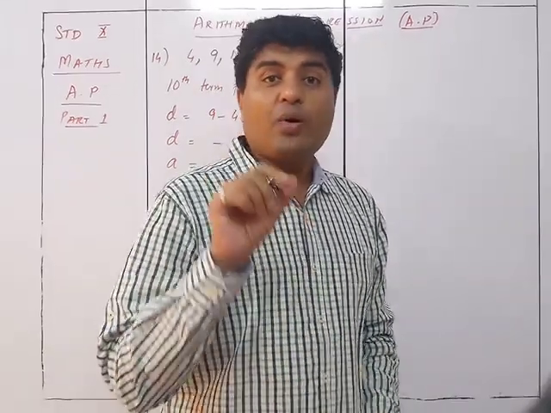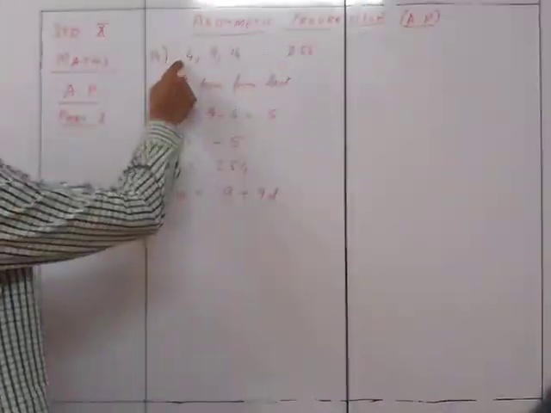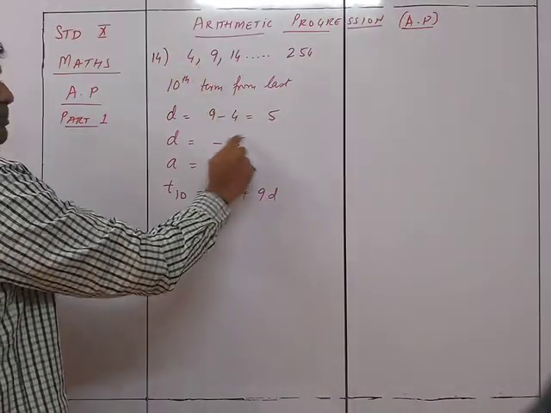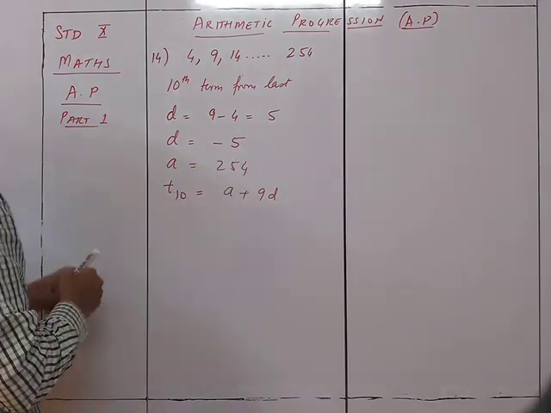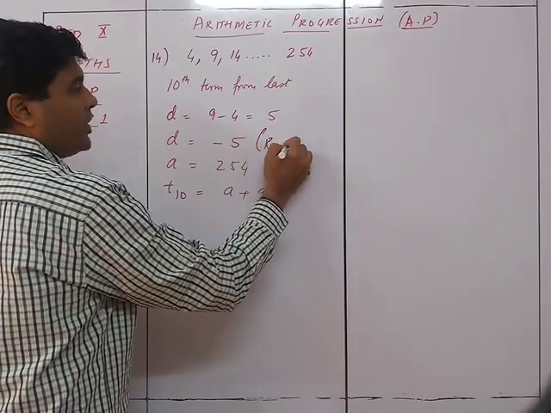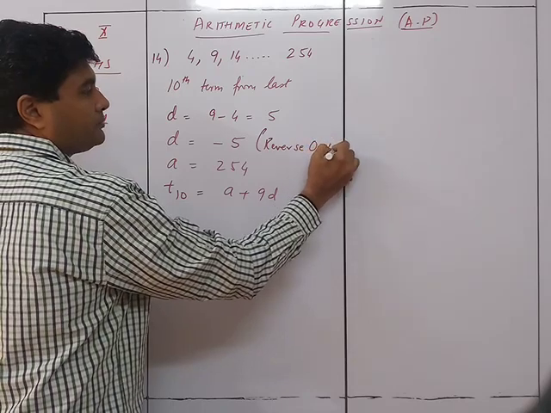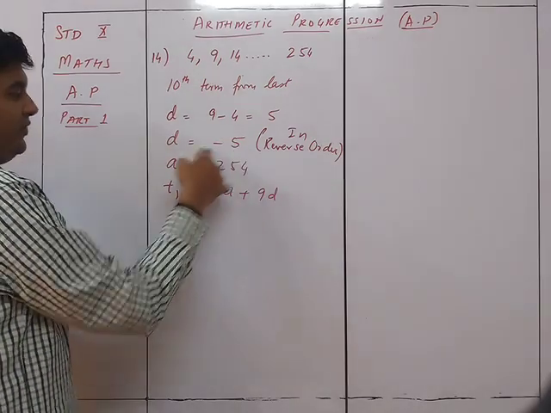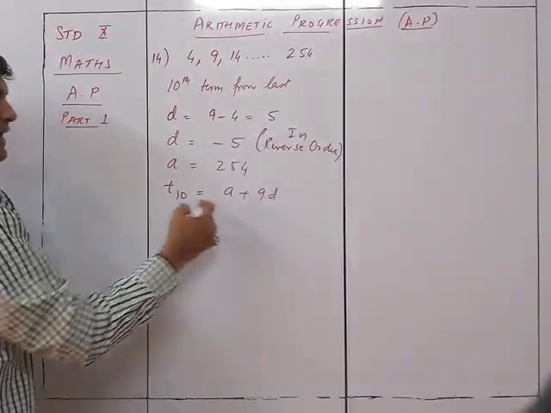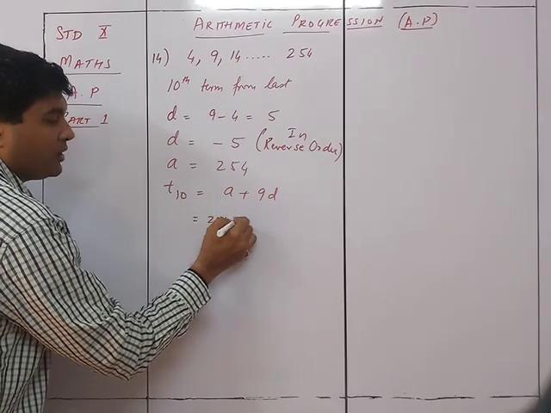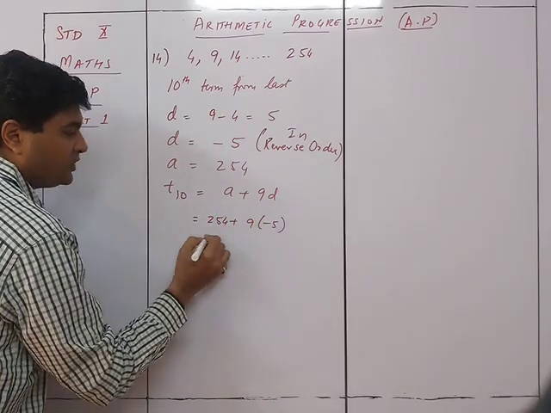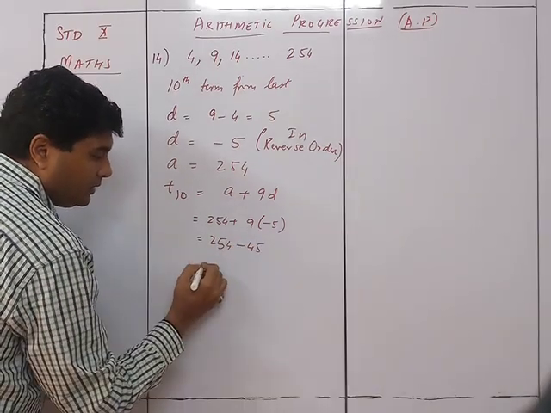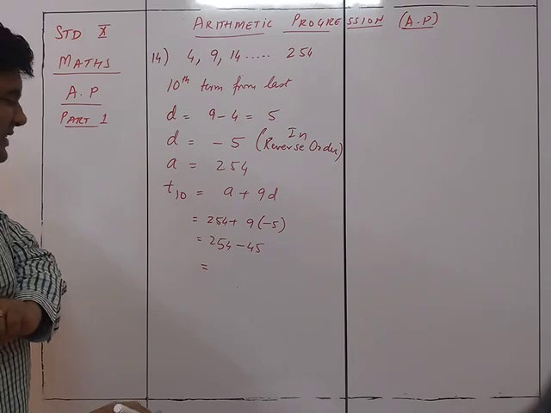So the only thing I need to change is, instead of taking A to be 4, I take A to be 254. Instead of taking D to be 5, I take D to be minus 5, because we take reverse order. So in reverse order, D will be minus 5 and A will be 254. Accordingly, T10 will be 254 plus 9 into minus 5. So it is 254 minus 45, that will give me 209.